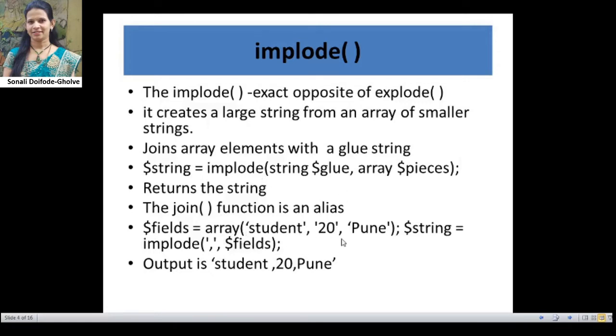Array: student, 20, Pune. This is your given array. $string equals implode, comma, $fills. We will connect all these. So the flow is: based on this comma, we will join these elements. So the output is student, 20, Pune. This is considered as one single string, the only single string as your output by using this implode function.